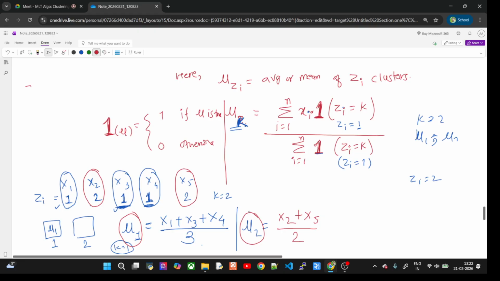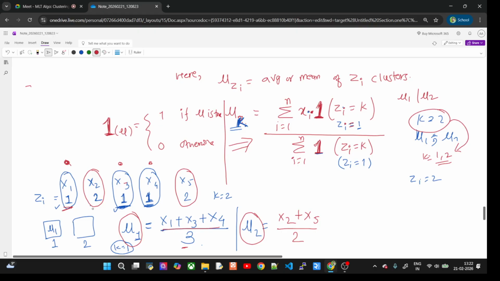So calculating the mean is done by this formula, xi into indicator function. What is this indicator saying? Whenever zi equal to k, you have k equal to 1 or 2, because we only have two clusters. So when zi equal to 1, because you want to calculate the mean of cluster one and cluster two, how many times is 1 there? x1 has 1, x3 also has 1, x4 also has 1. That's why x1, x3 and x4, and they come 3 times. That's why 3.